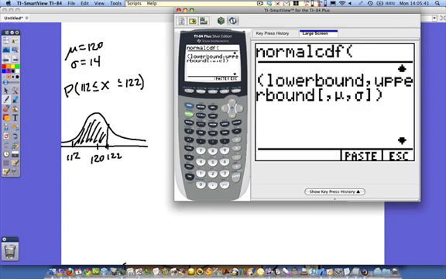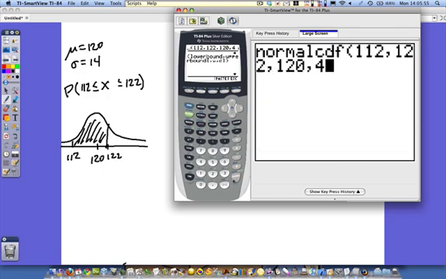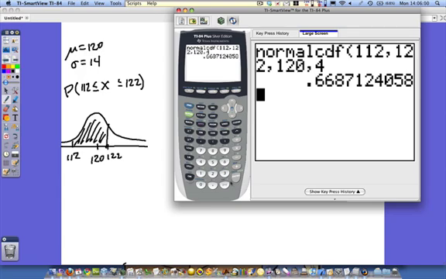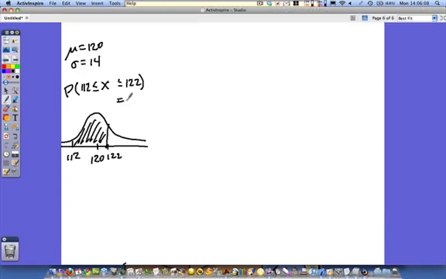The lower bound then is going to be this 112. It's the left side of the region. The upper bound is the right side of the region. The mean is 120. The standard deviation is 14. Okay? Plug it in, and there's your probability. So this probability equals 0.6687. So now I can go back to the problem, and I can say that equals 0.6687.